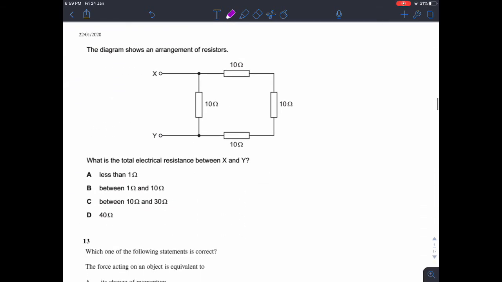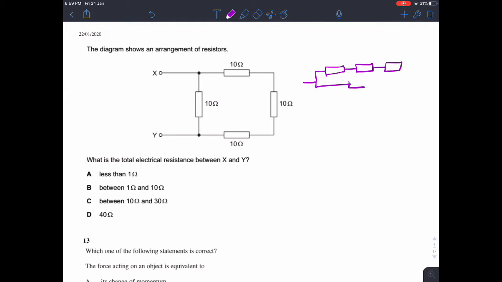Question number 12. The diagram shows an arrangement of resistors. What is the total electrical resistance? Well, it's probably easier if we draw this out again. So we've got 3 resistors going on one path and just one resistor on the other path. And then we've got X over here and Y over here. Every single one of those resistors is 10 ohms.